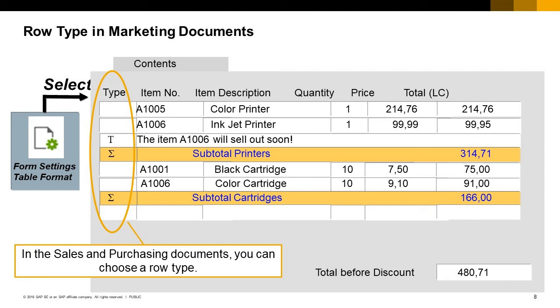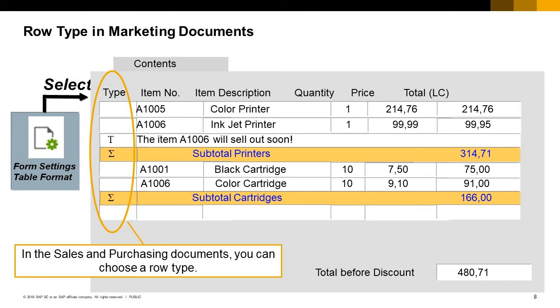The options for the row types are blank, for a regular item row, where this field is empty; T, for a text row; S, for a subtotal row; and A, if the document is a sales quotation, the option A is available for an alternative item row. An alternative item is not taken into account on some calculations.